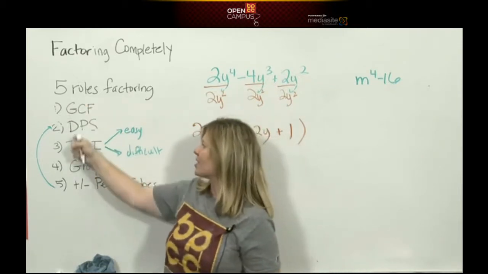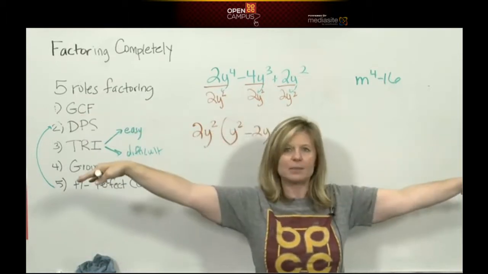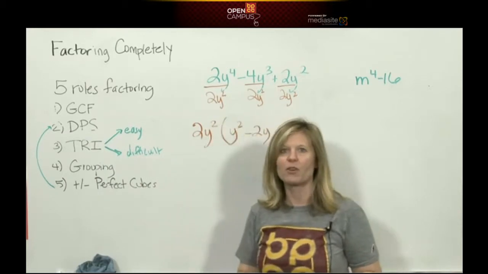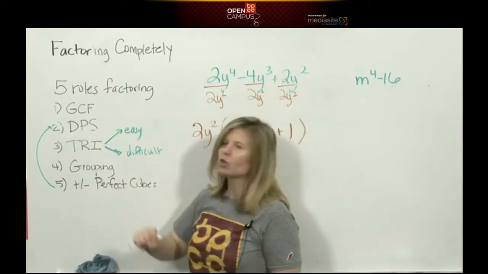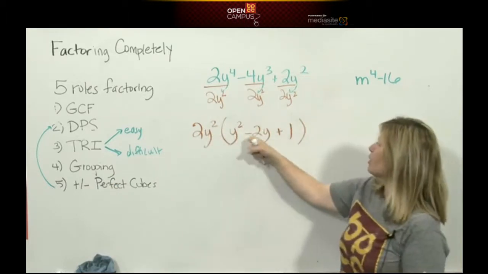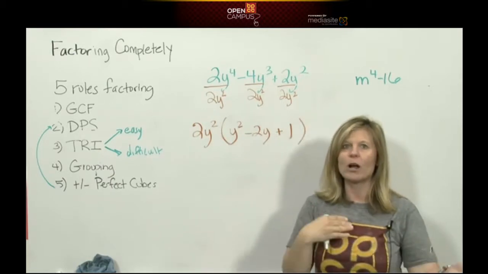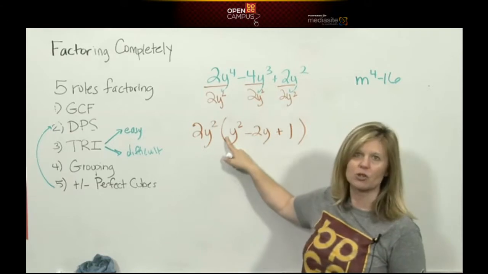So when we're looking at this list of the rules of factoring, GCF is done for as many terms as you have. But if you only had 2 terms, you would look at difference of perfect squares. If you only had 3 terms, you would look at trinomial. If you had 4 terms, you would look at grouping. Because there are 3 terms here, we're looking at the trinomial rule. In my world, trinomials are easy or difficult. This one is easy because the coefficients are understood to be 1.